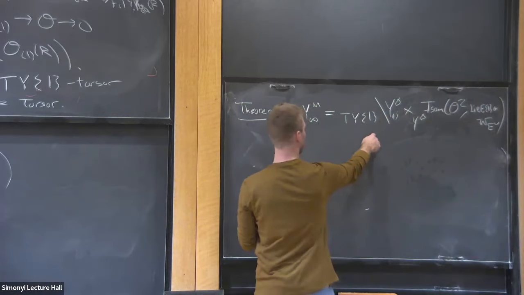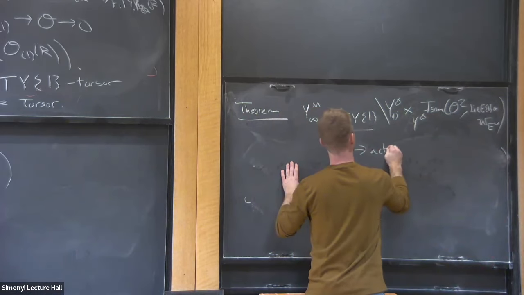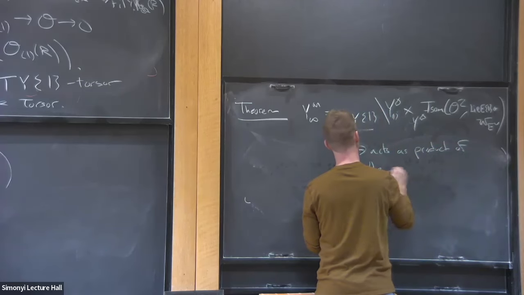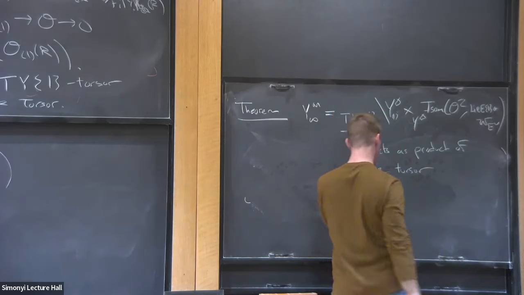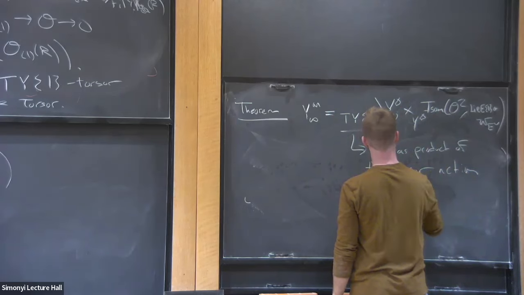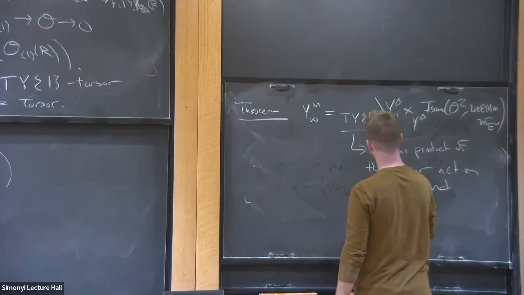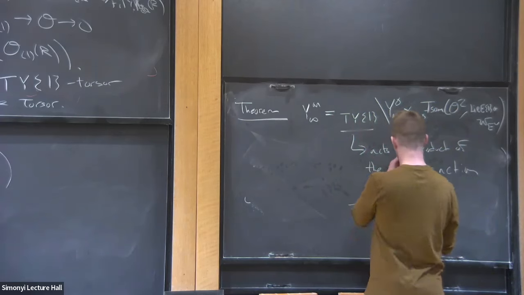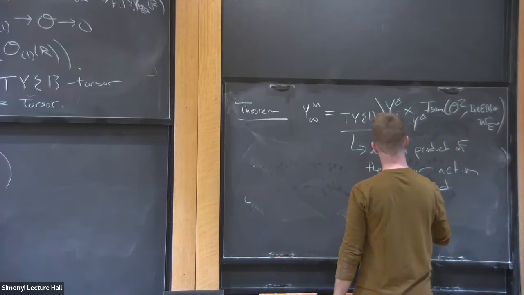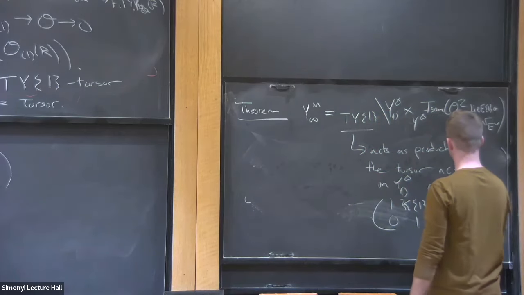So what is this quotient? So this acts as the product torsor action on Y1 diamond. So just the standard action on Y1 diamond. And so the map, I'm going to write it as a matrix. 1, the Dirac-Spencer twisted by 1, 0, 1 acting on the right.